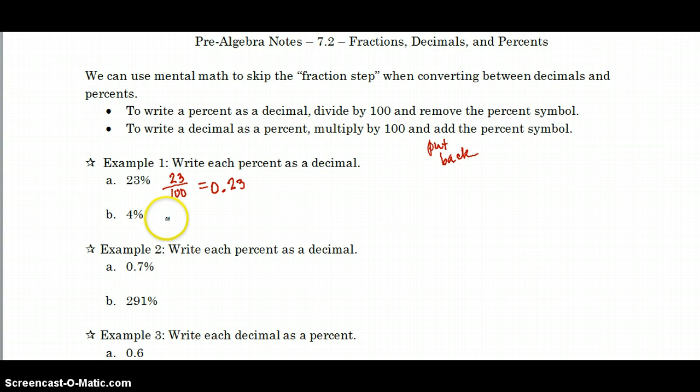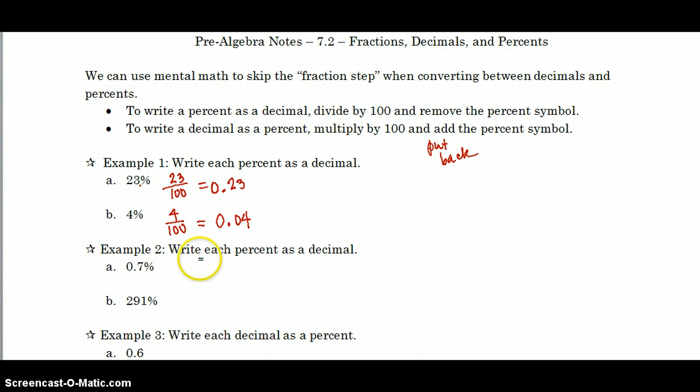All right, so 4%, we do 4 divided by 100. And what happens when you divide by 100? The decimal is understood to be here. We move our decimal 2 places to the left. When you're dividing, you move to the left. So that means it's going to be 0.04 as a decimal. Okay?